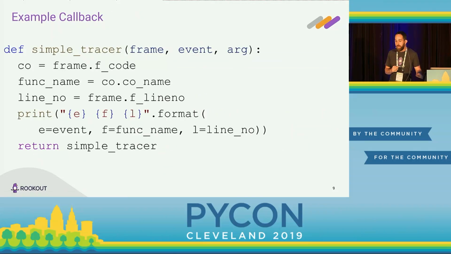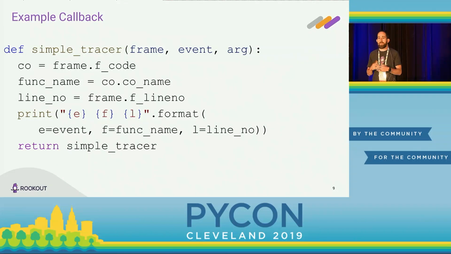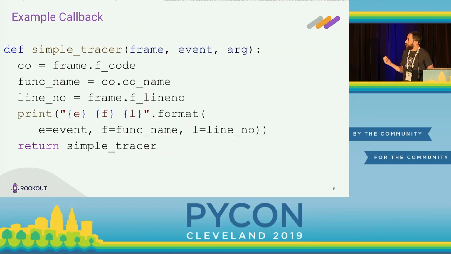Now, I've mentioned that simple tracer returns itself. If you were to look at the debugger implementation of all those debuggers we mentioned earlier, you would see that they often return the function at the end of its function. Not always, but sometimes. Why is that?